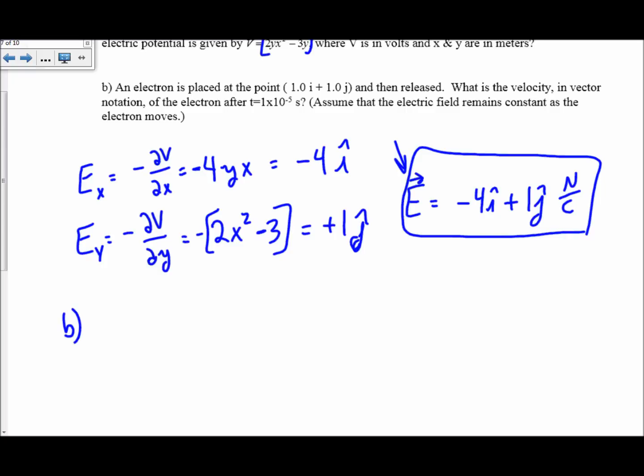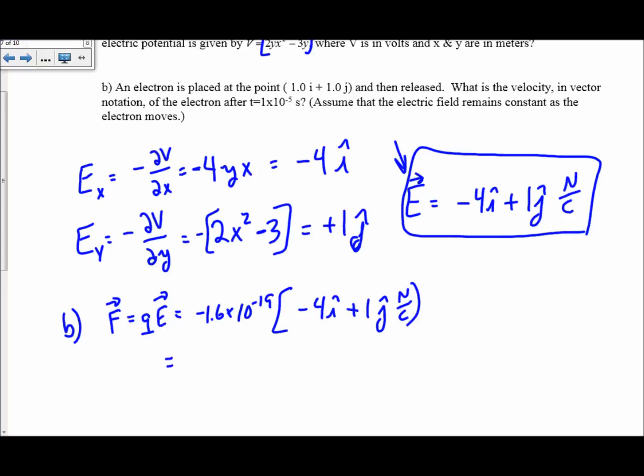All right, so for part B, I know the electric field, so I need to find the force, and that's equal to Q times E. This is an electron, so it's negative 1.6 times 10 to the minus 19, times negative 4i plus 1j. So that's 6.4 times 10 to the minus 19 in the i direction, minus 1.6 times 10 to the minus 19 in the j direction, that's in newtons.